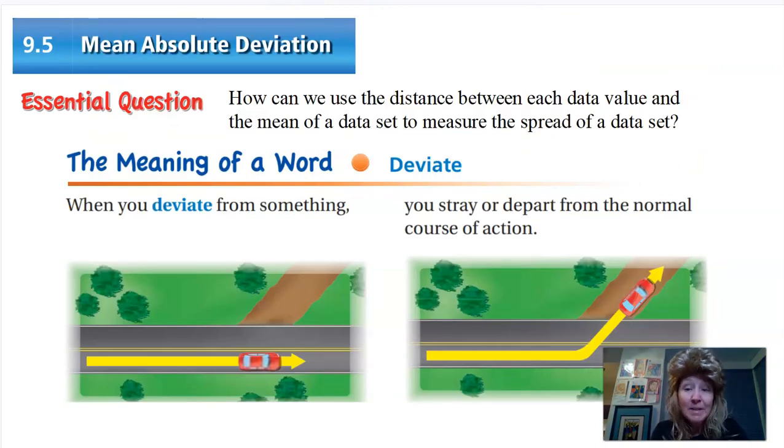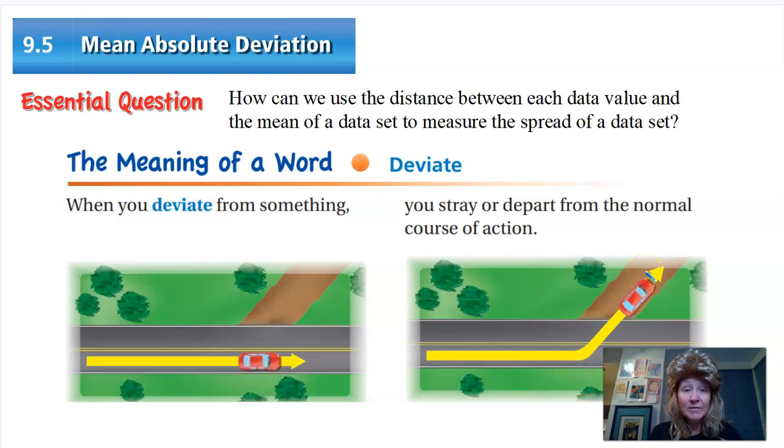Okay, so here we go. Mean absolute deviation. The essential question is, how can we use the distance between each data value and the mean of a data set to measure the spread of the data set? So the meaning of the word deviate is when you deviate from something, you stray or depart from the normal course of action. See how this red car is driving down the road and then it goes off to the side.